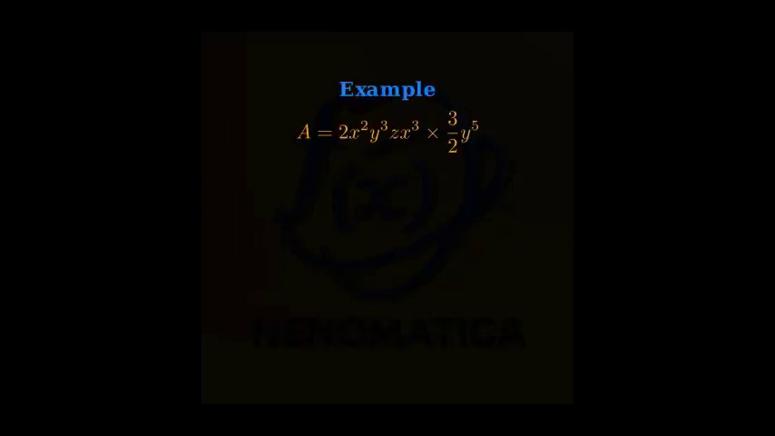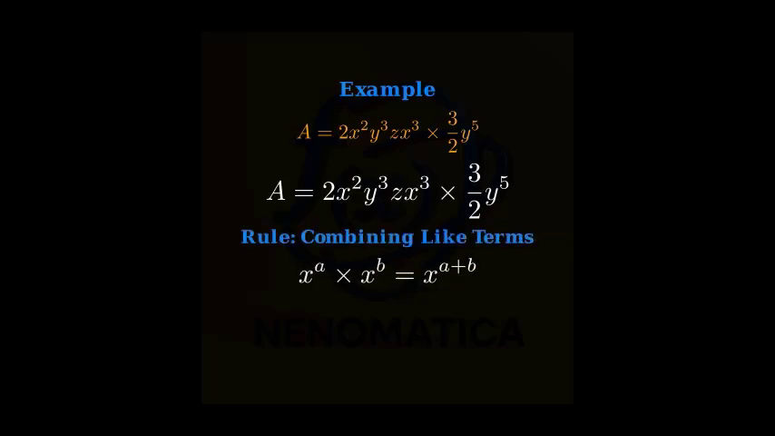In this example, we're given the expression a equals 2 times x squared times y cubed times z times x cubed times 3 over 2 times y to the 5th power. Our task is to find the numerical coefficient and determine the degree of this with respect to each variable and its total degree. Let's start by simplifying this expression.